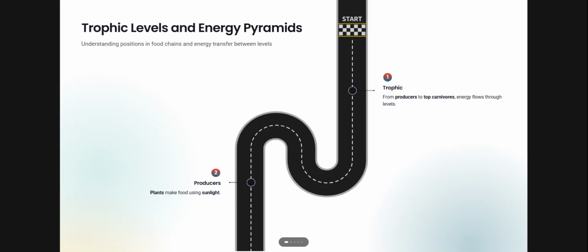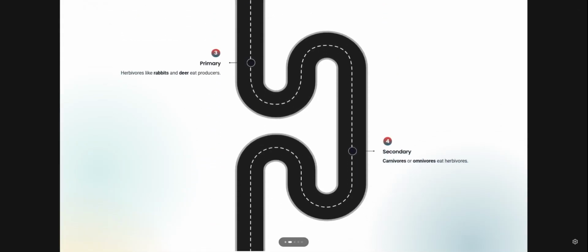So then next, we have the primary. We have, sorry, lost my space for a second.